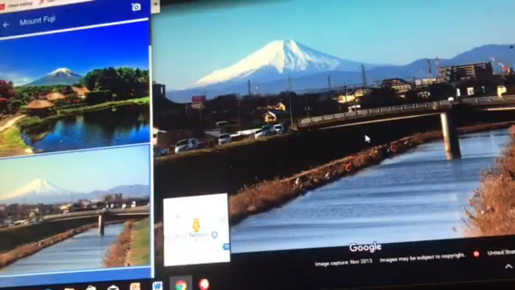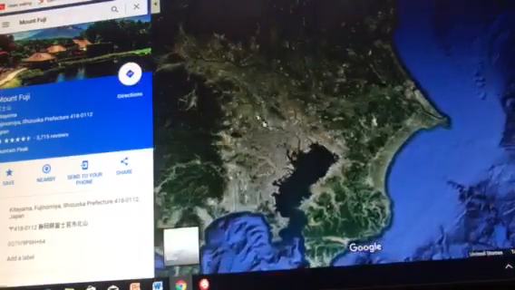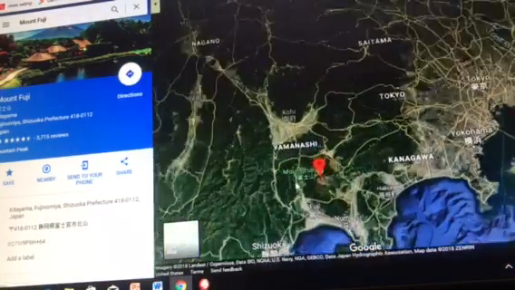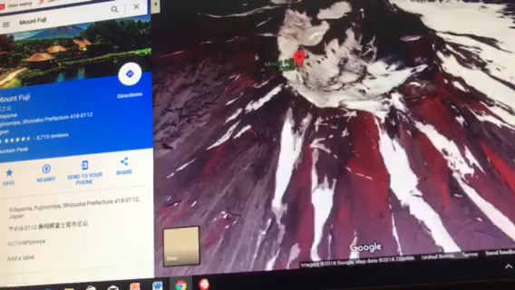All right, look how pretty, right? So huge in the background. Mount Fuji's pretty incredible. Right? It is a cinder cone volcano, which means it's just very symmetrical on all sides. It's pretty darn cool.